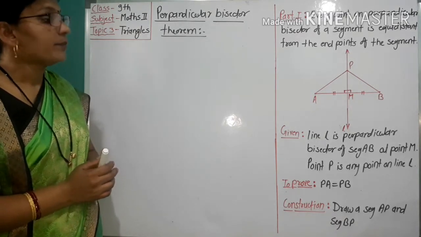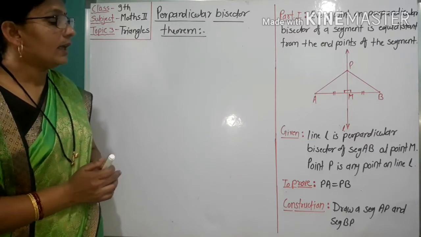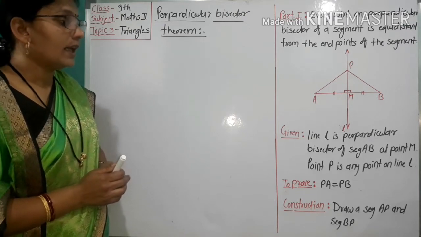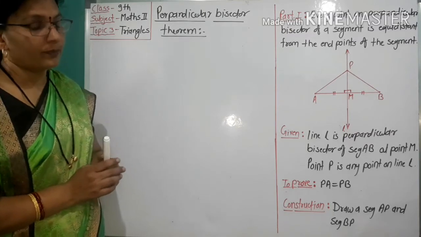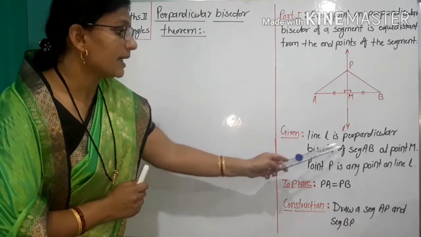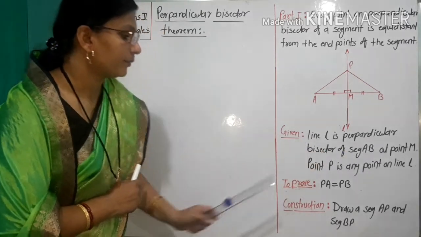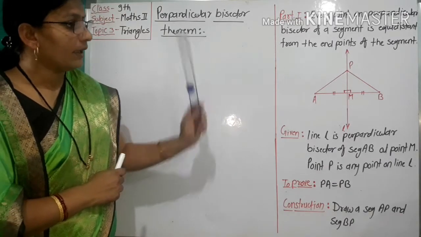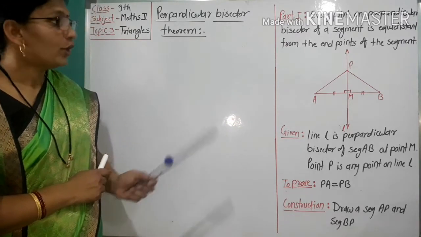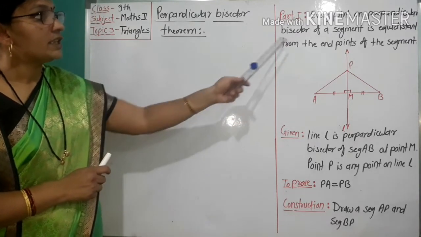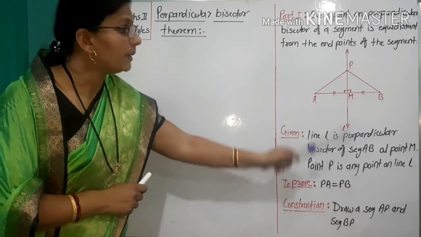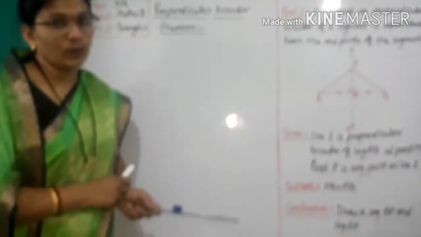Here I draw a figure, segment AB, and given line L is the perpendicular bisector of segment AB at point M. So in the given part, I write line L is the perpendicular bisector of segment AB at point M. And take another point P, any point on that line L. We have to prove that this point P is equidistant from the endpoints of the segment, so we have to prove that PA equals PB.